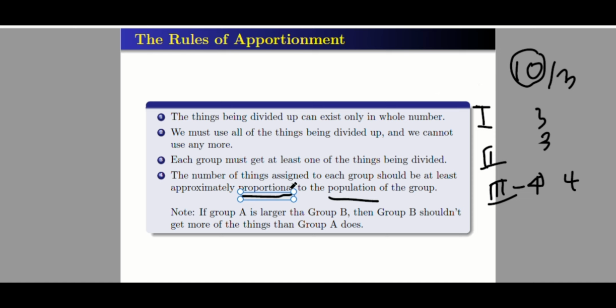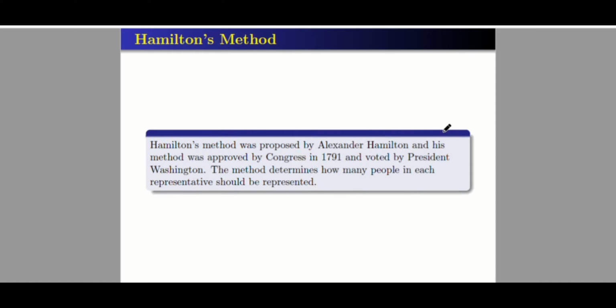Note that if group A is larger than group B, then group B shouldn't get more of the things than group A does, because again, it is proportional to its population. So if A has a larger group, then most probably it must have a bigger number of representatives. We will only discuss three methods: Hamilton's method, Jefferson's method, and Huntington-Hill's method.